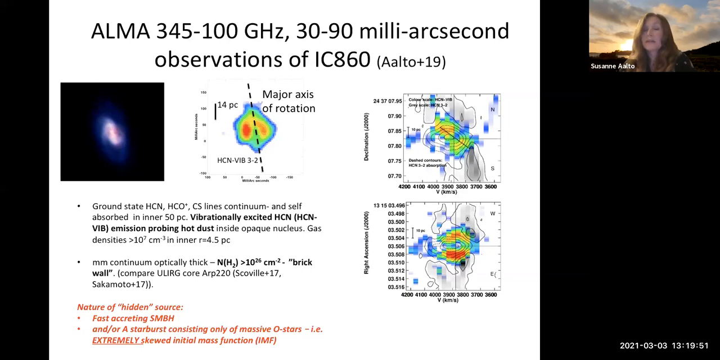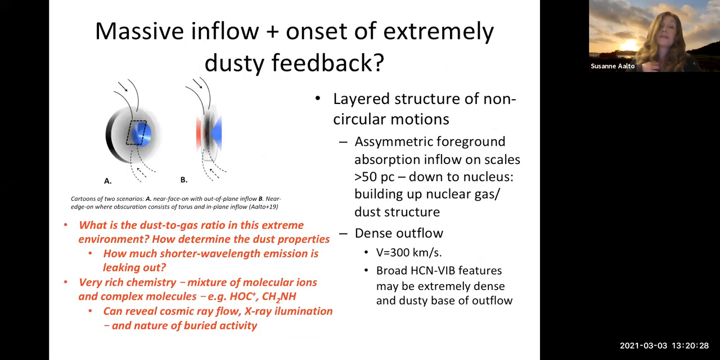So what's hiding in here? Something very energetic is hiding because we have very high surface brightnesses that we can detect using the vibrational lines. So either these are fast accreting supermassive black holes. They're in a phase where they're almost completely obscured and very difficult to study with any other method. Or what we're seeing is a starburst consisting, in this case, basically only of massive O stars, because that's the only way we can fit the mass budget, which means we would have an extremely skewed initial mass function. So these objects are very mysterious.